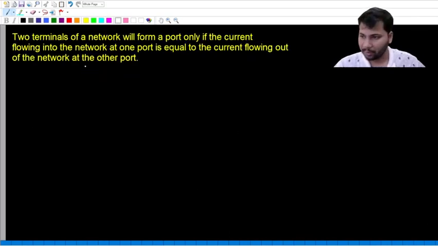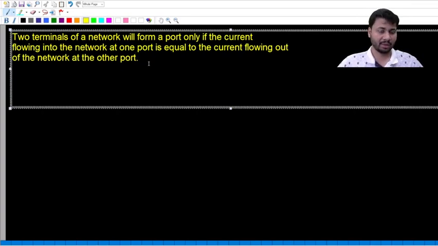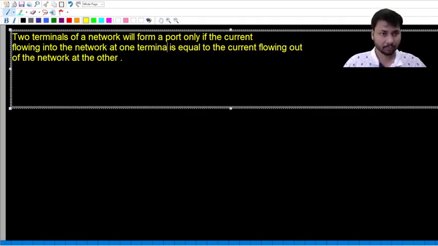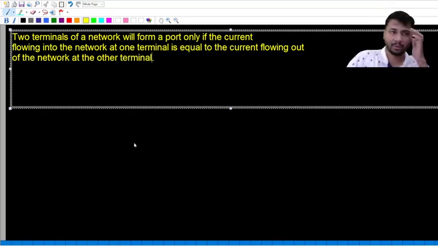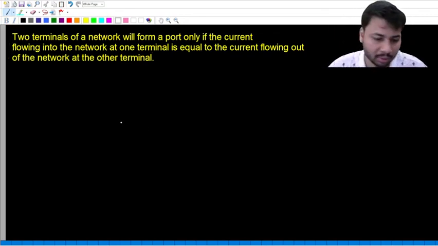Two terminals of a network will form a port only if the current flowing into the network at one terminal is equal to the current flowing out of the network at the other, not port, sorry, at one terminal. I'm sorry, this is not port, this is terminal. So two terminals of a network will form a port only if the current flowing into the network at one terminal is equal to the current flowing out of the network at the other terminal. So this is a very plain and simple definition of a port.